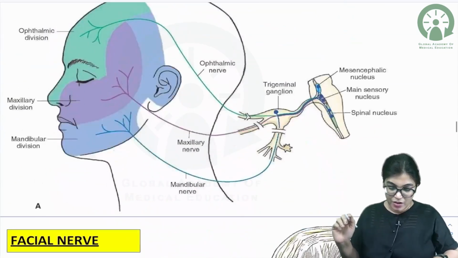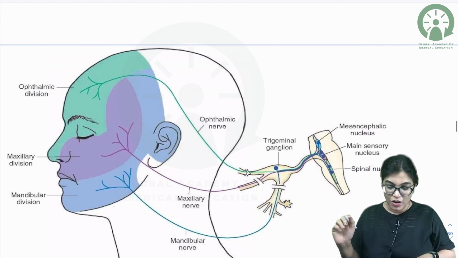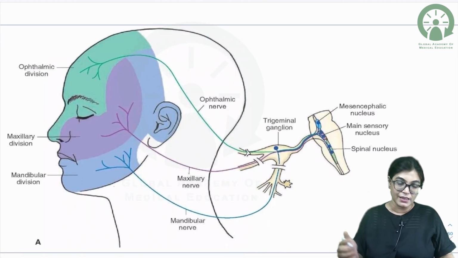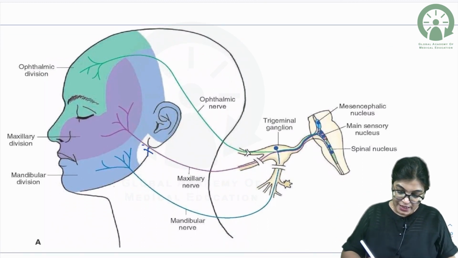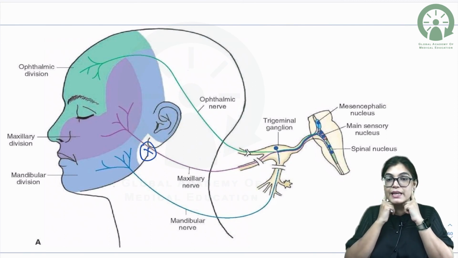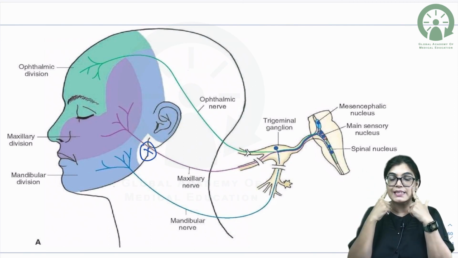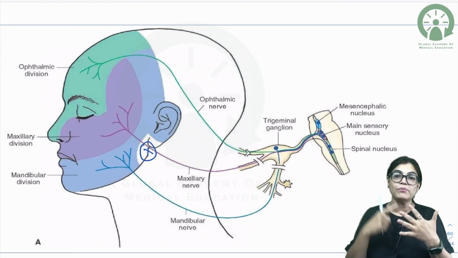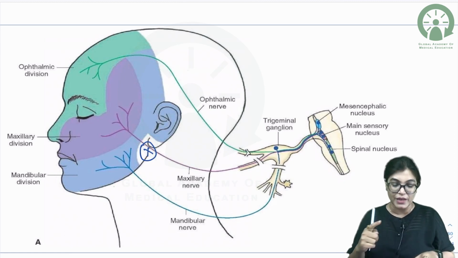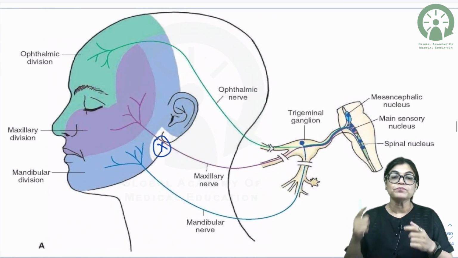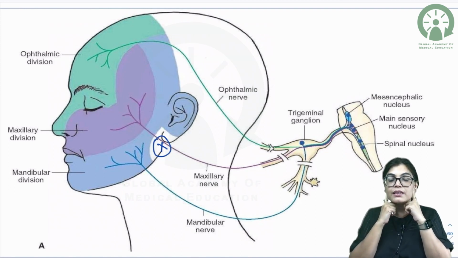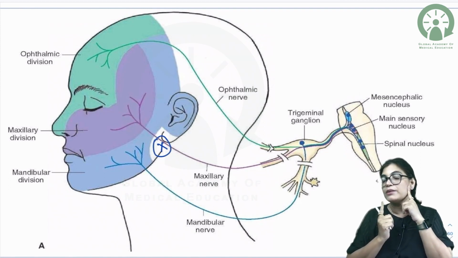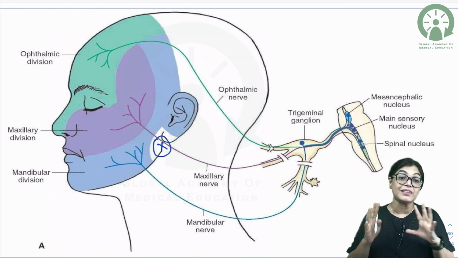So done. Now this is the area of sensory distribution of trigeminal nerve. On the whole face, the sensory distribution is via the ophthalmic, maxillary and mandibular division of trigeminal nerve, which is shown in this image. Only the area around the ear, that is the angle of the mandible, is not getting sensory innervation by trigeminal nerve.